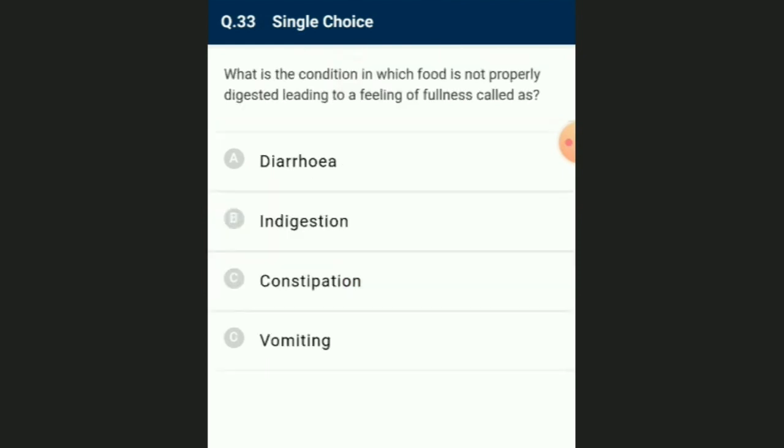Question number 33. What is the condition in which food is not properly digested leading to a feeling of fullness called as? The condition in which food is not properly digested leading to a feeling of fullness is called indigestion. So the answer is option B, indigestion.